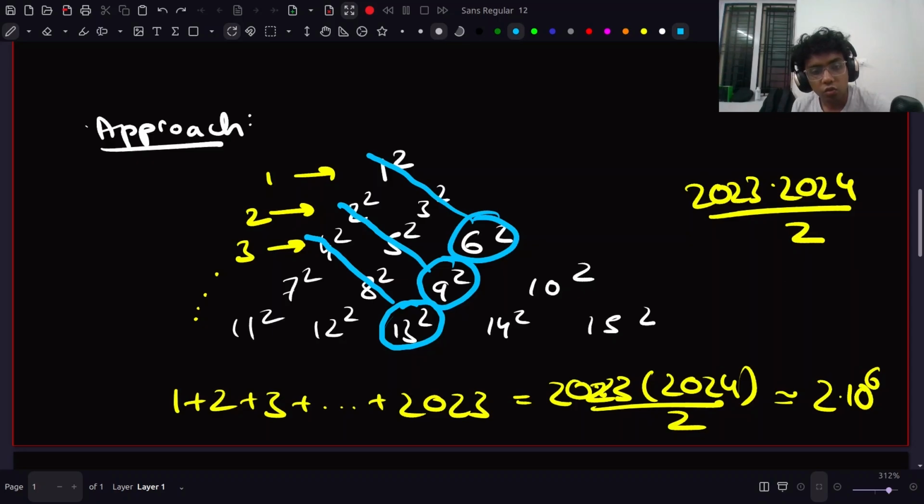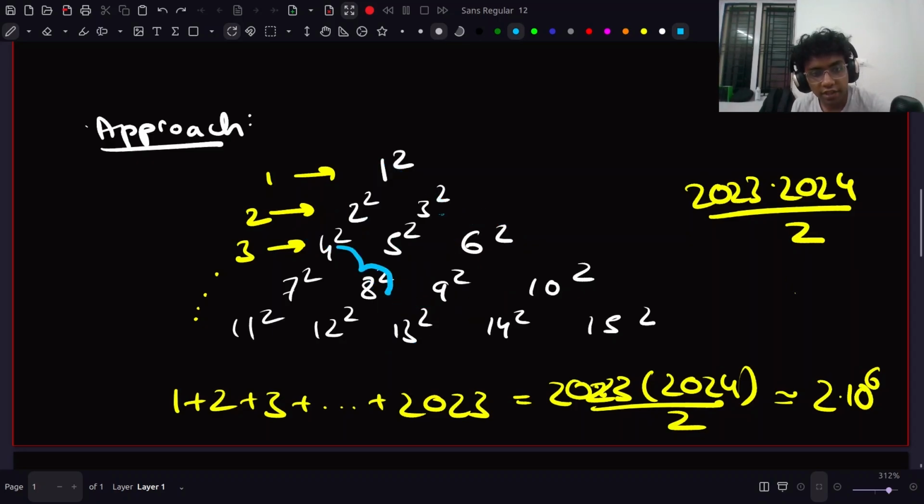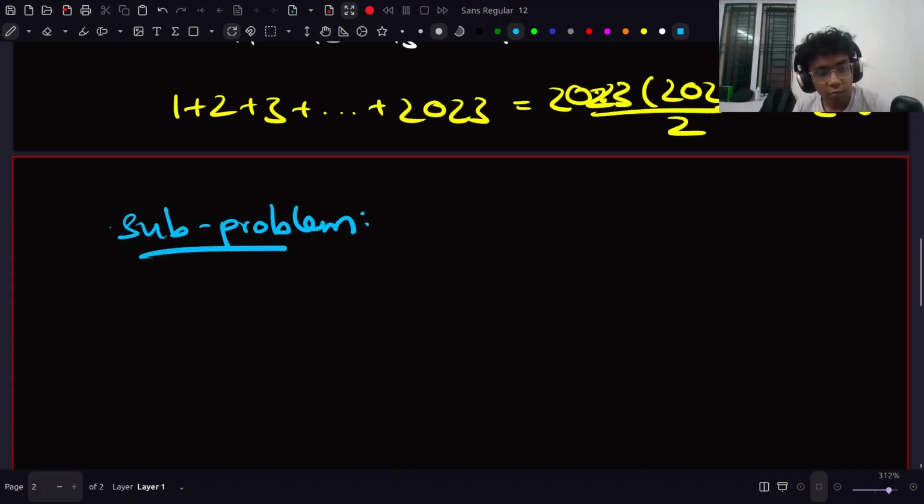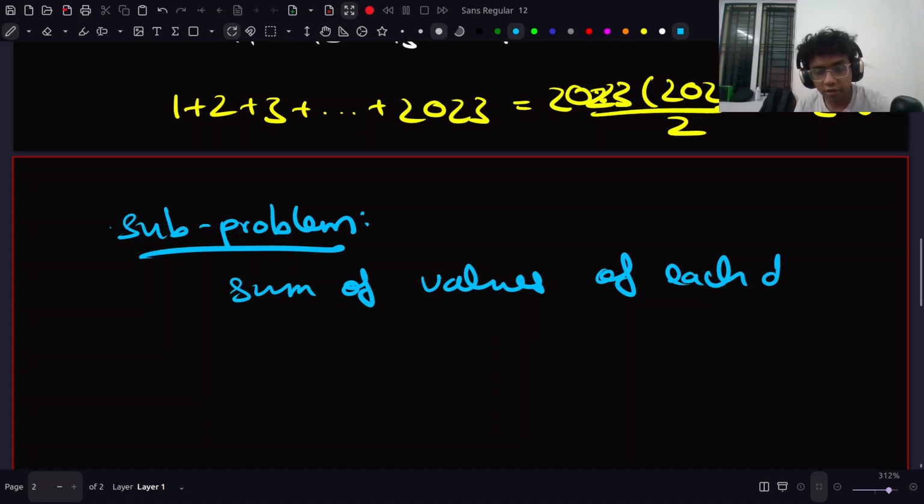So one way we could do this is, if we had the sum of values of these diagonals, then we could use this to calculate our answer by simply doing 13 square's diagonal plus 9 square's diagonal plus 6 square's diagonal. Okay, so let us do the subproblem: sum of values of each diagonal. And how can we calculate this?